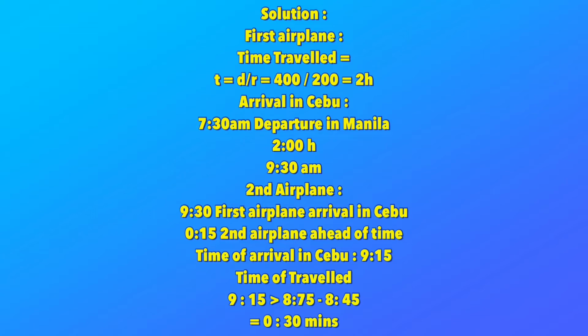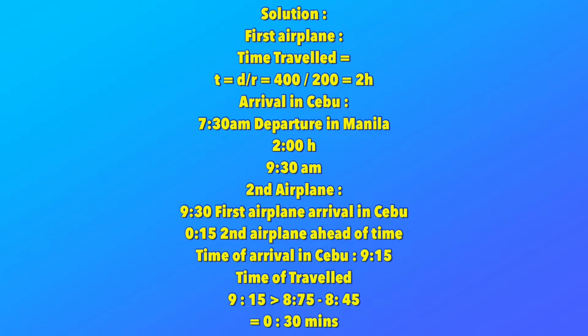Then we have to compute the arrival in Cebu. At 7:30 a.m., plus 2 hours, so we have 9:30 a.m., the time of arrival in Cebu of the first airplane. Then for the second airplane we're going to compute again. The first airplane arrives in Cebu at 9:30. Then we have to subtract the 15 minutes ahead of time of the second airplane.